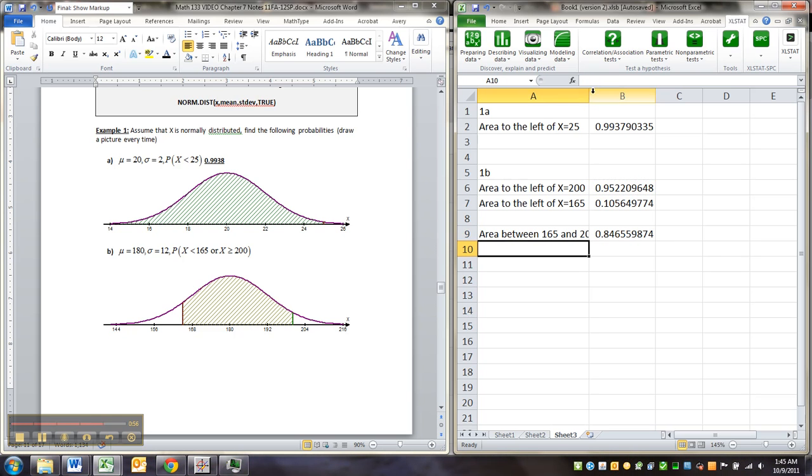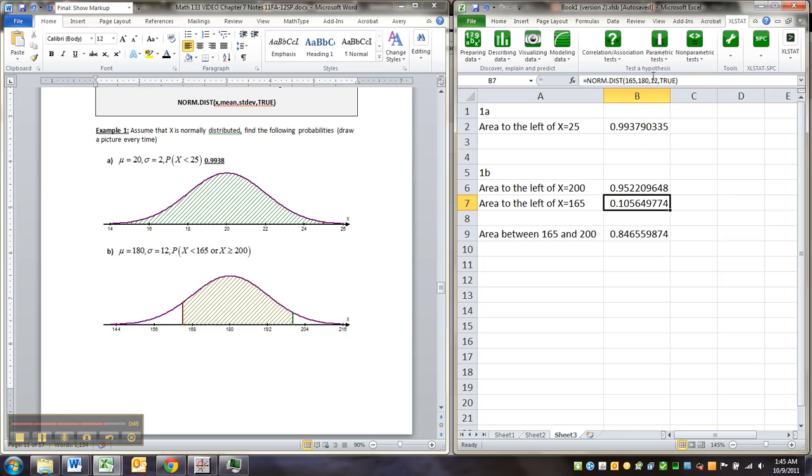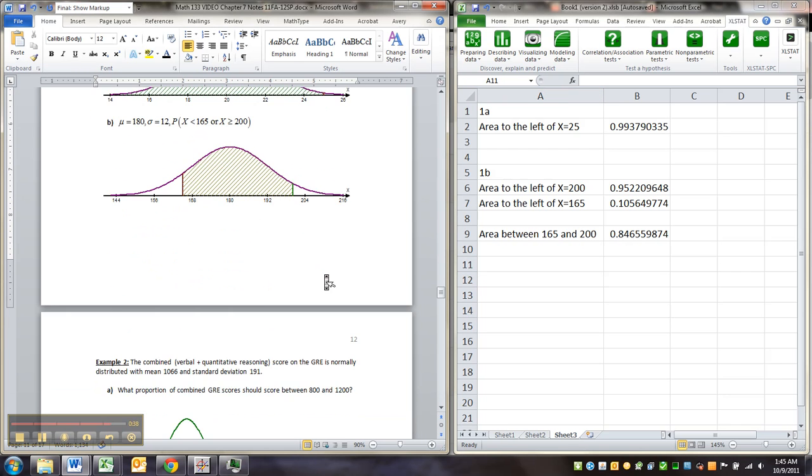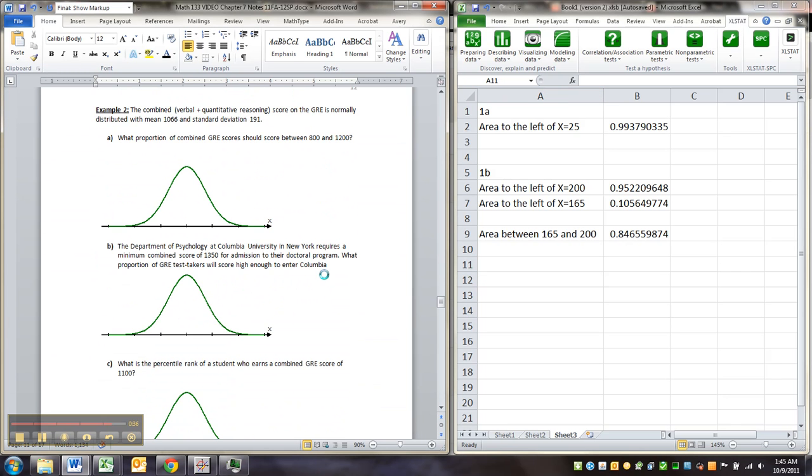Now, of course, just to be clear, you can make cell references for all of this. Like you could type in the mean and the standard deviation somewhere and then have it constantly referring back to those values in these Excel formulas here. I'm just trying to do this very quickly, quick and dirty, as it would be something you would do maybe on a test. All right, so that's that particular one. I'm going to have to come back and show you this stuff for the GRE scores. I'll have to draw those pictures first.